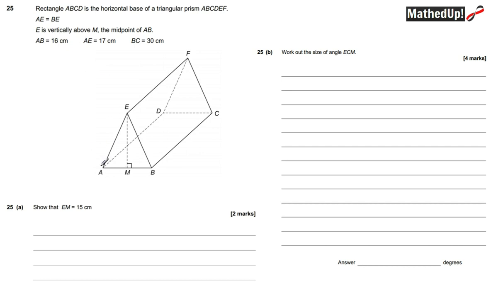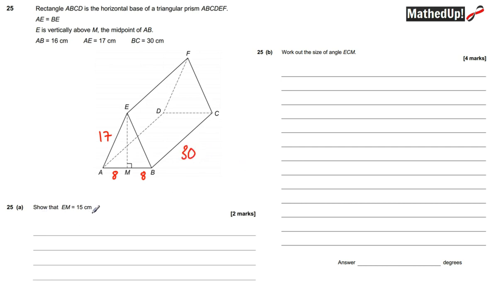Okay, so first of all, I'm going to mark in all of the lengths that I know. I know that AE is 17 centimeters, so that's going to be this distance here. I'll mark it as 17. And then I know that AB is 16 centimeters, so this here, all the way across, is 16. Because M is the midpoint, that means that's going to be 8, and that's going to be 8. And I'm also told that BC is equal to 30 centimeters, so this length here is going to be 30.